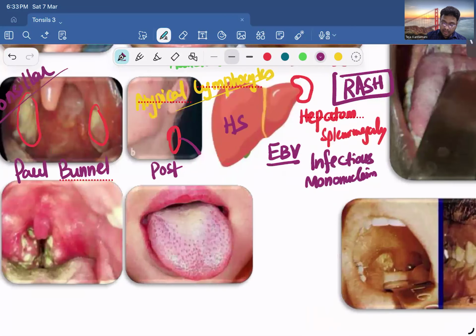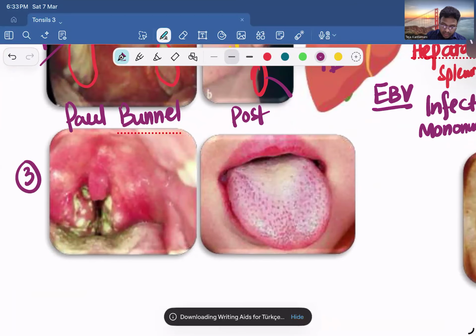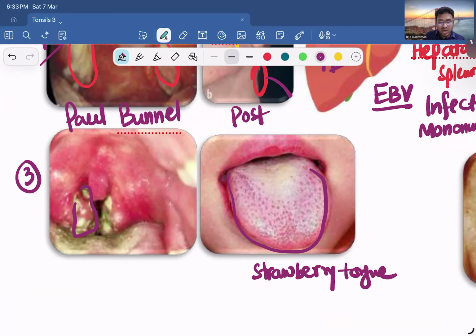Next, third condition here, you can see tonsillar exudates, and you see the tongue picture. This is known as strawberry tongue. Now you tell me, there are swollen dusky red tonsils and tonsillar pillars, with the strawberry tongue.